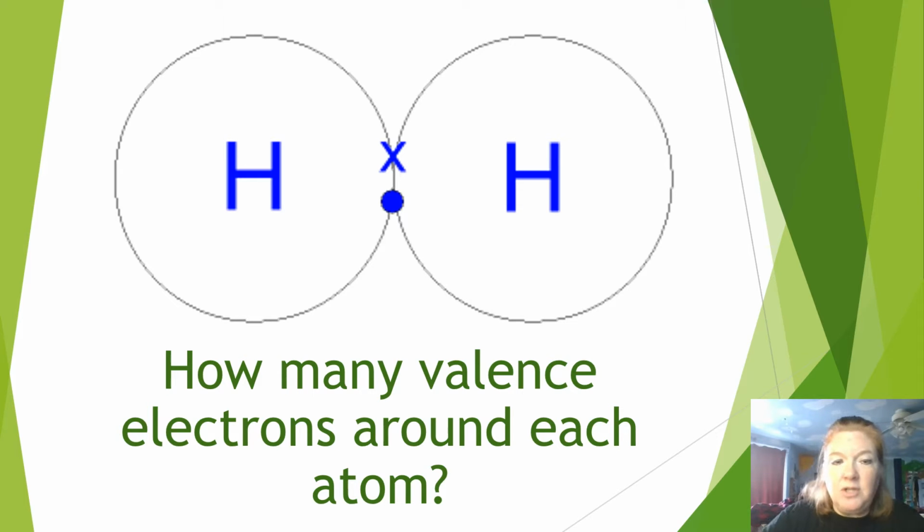So how many valence electrons are around each atom in this case? Well, this hydrogen has 1, 2 valence electrons. This hydrogen has 1, 2. Why? Because they're sharing.